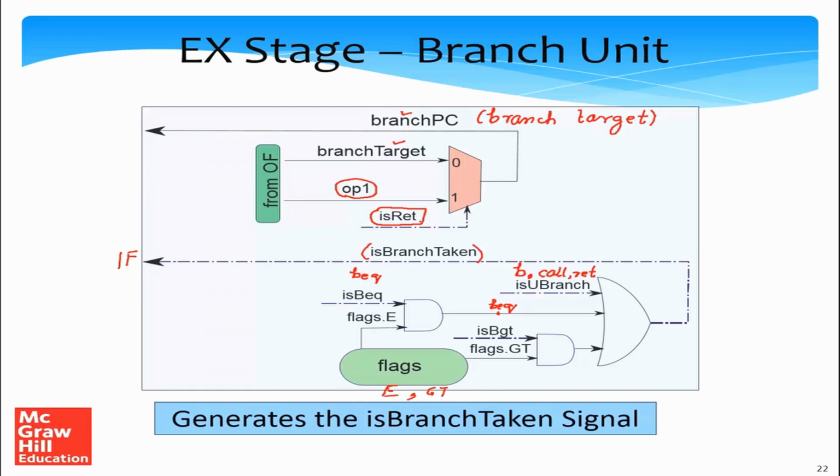However, the return instruction is special. In this case, the address where we want to branch to is actually inside a register called the return address register, which has to be read from the register file. So we read it and we are calling that value OP1. So we need to choose between them with a multiplexer based on the isRet signal, and the field branch PC is generated, which is a 32-bit address, and the branch PC again goes to the IF stage.